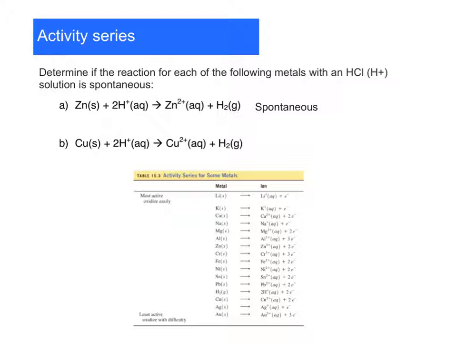All right, the second one we have here is copper with H+, making Cu2+ and H2 gas. So if we look here, H2 is just above copper on our activity series, which means that H2 is actually more likely to be oxidized than copper is. And since copper is the thing oxidized in this reaction, it will not be spontaneous. It will not go forward.